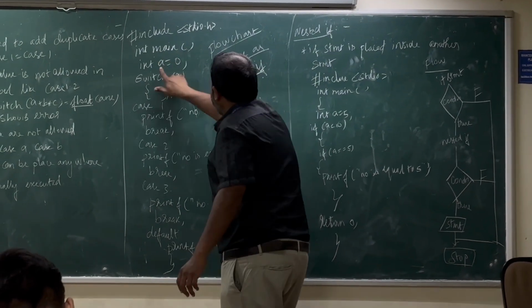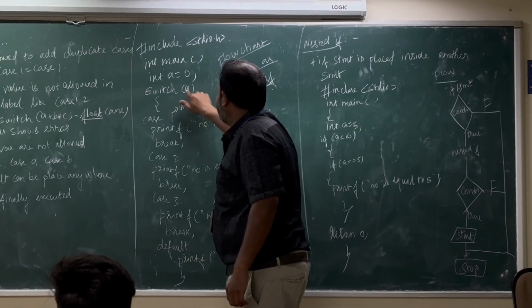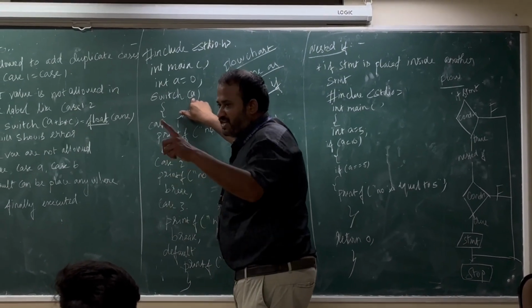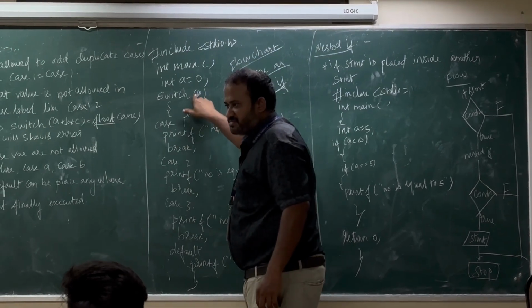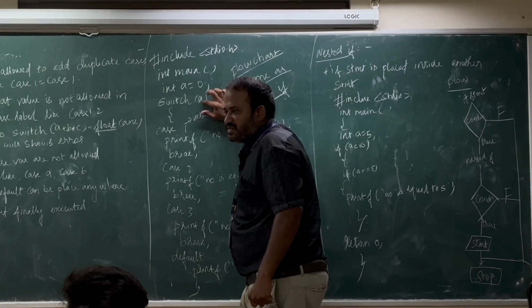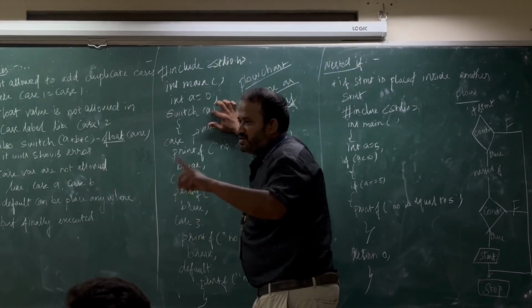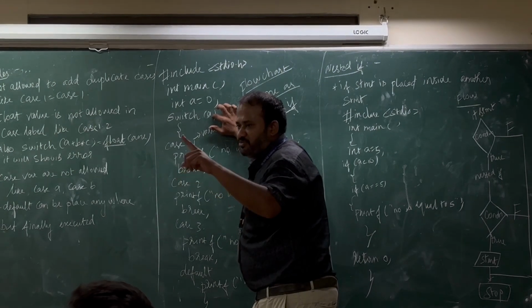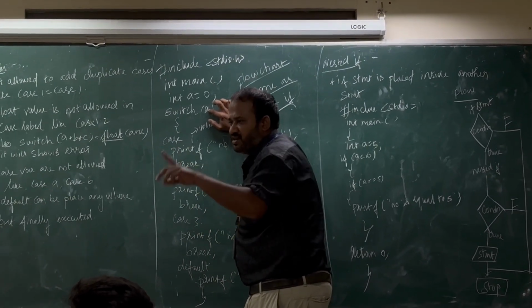So int main, a equal to 0, switch with the given variable here. But I told you that in the case statement you should not use this variable. Now what is switch of a? Switch of a is 0 here. Now what we are going to do is compare each and every case with this 0, to see whether it satisfies 0 or not.